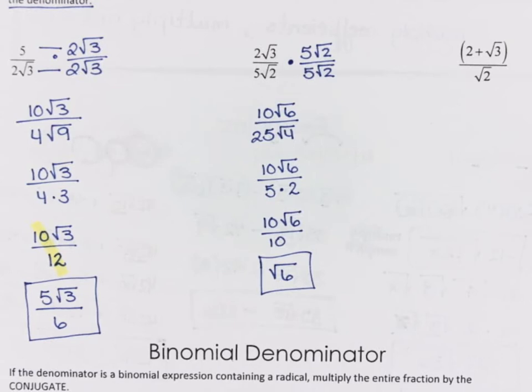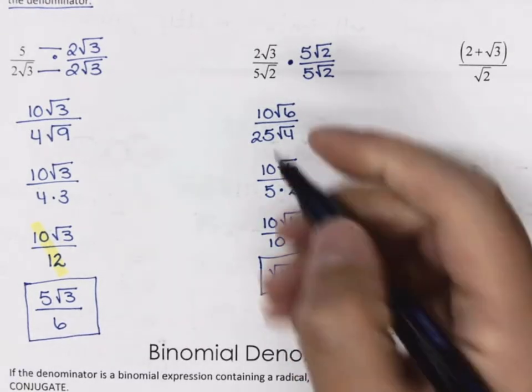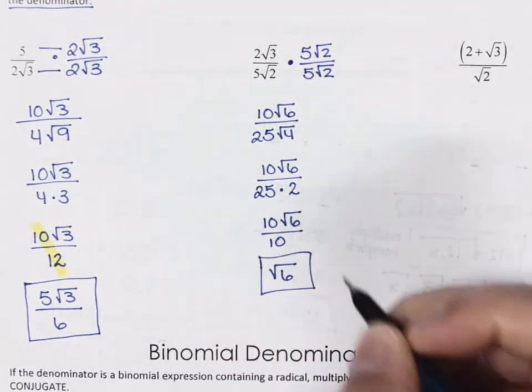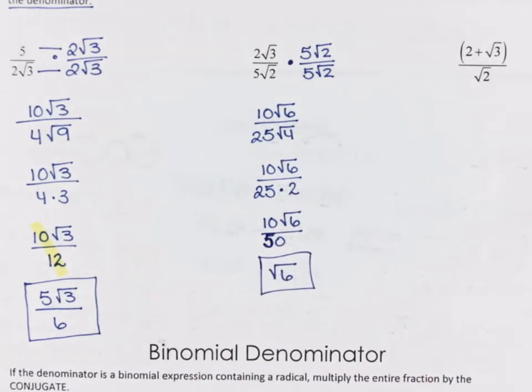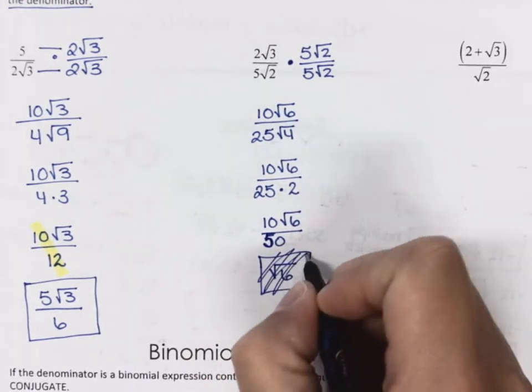Did I screw anything up? Oh, anybody want to call me out on what I screwed up? I did the square root of 25. See, I was all cocky and thought I knew what I was doing. Okay, let's try this again. 25, so that's going to make that 50. And so now this is not going to be root 6. What's it going to be?